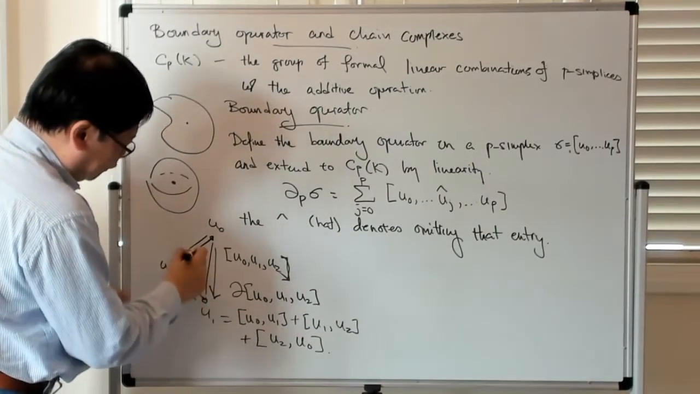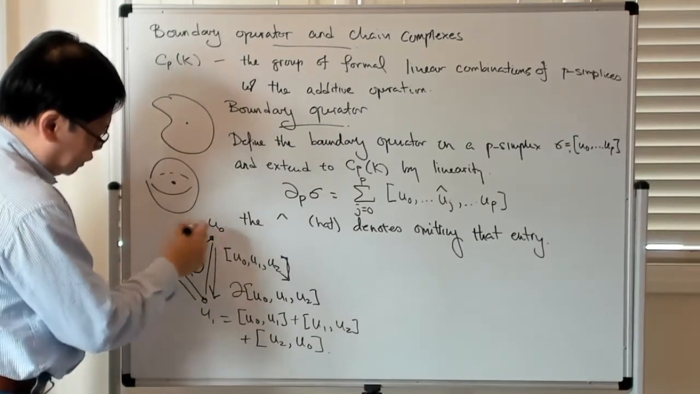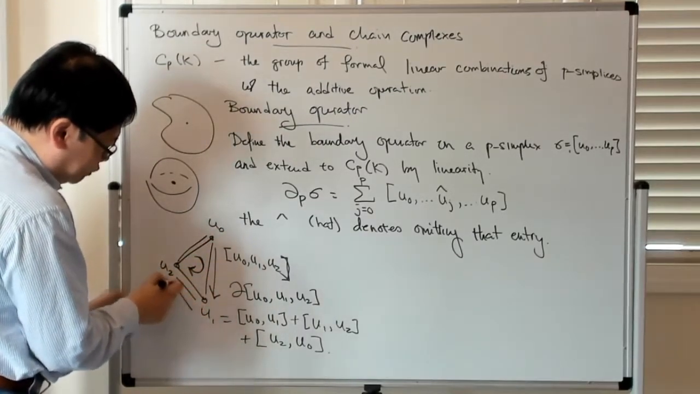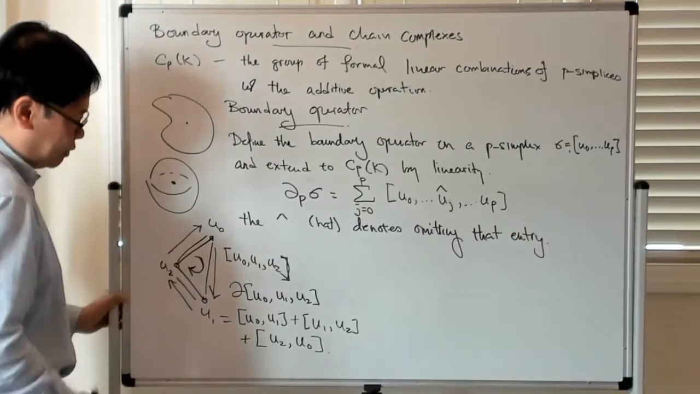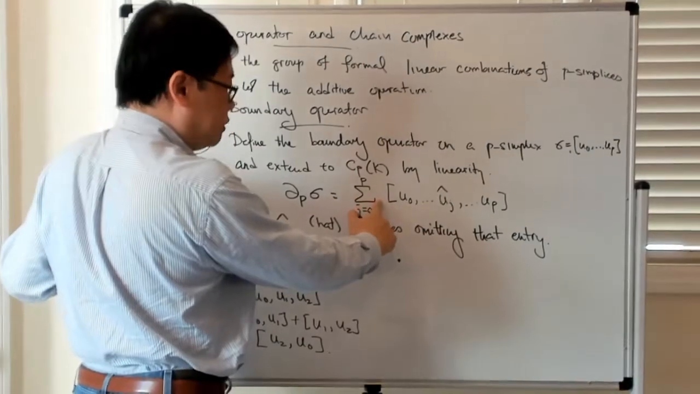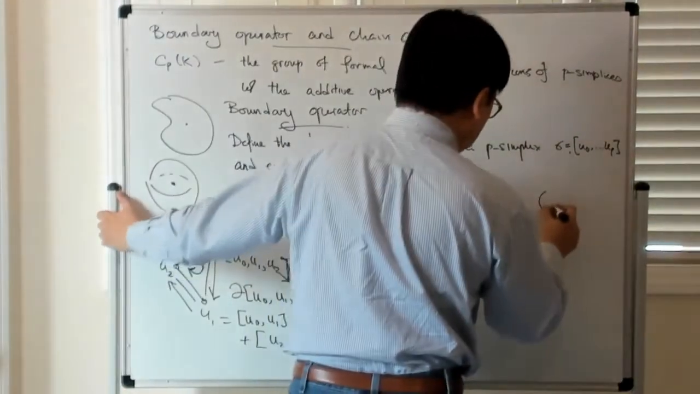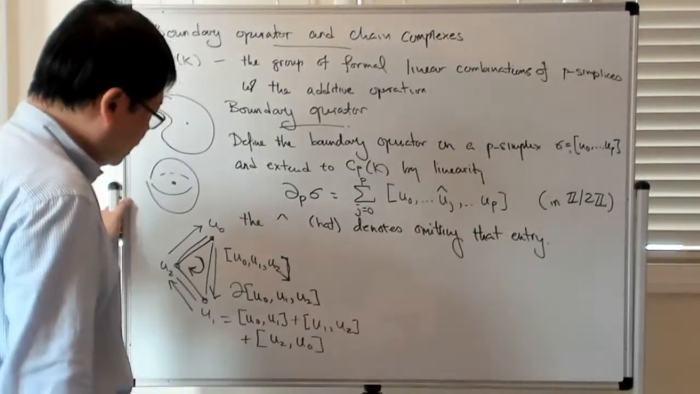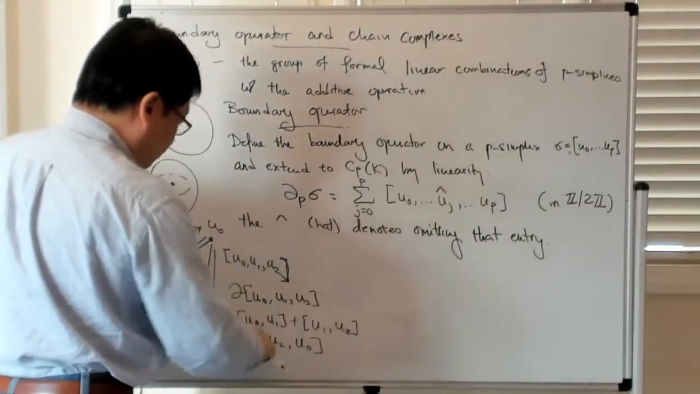Normally, if you had oriented this simplex in a clockwise fashion, u0, u1, u2, then the boundary would be these edges, but with that kind of orientation coming from the arrows. The reason we don't have a coefficient here is because we're working in Z mod 2Z. So in Z mod 2Z, the plus or minus doesn't matter. All that really matters is the set of points.